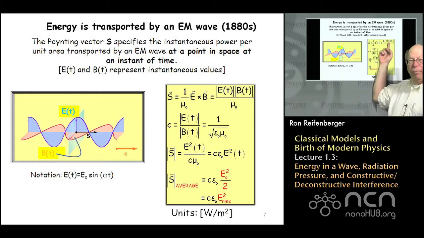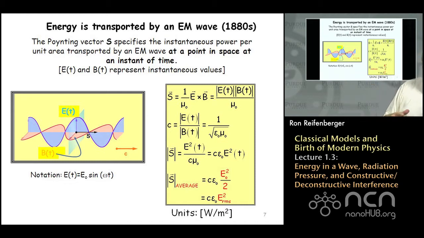So this means you tell me the time, and I can somehow calculate what E is at that time and what B is at that time. I multiply those two quantities together, divide by this constant mu naught, and that tells me what the magnitude of the Poynting vector is at that particular instant in time. This Poynting vector can be written in a number of different ways, and in particular, it's often written in terms of the instantaneous value of the electric field in the electromagnetic wave.